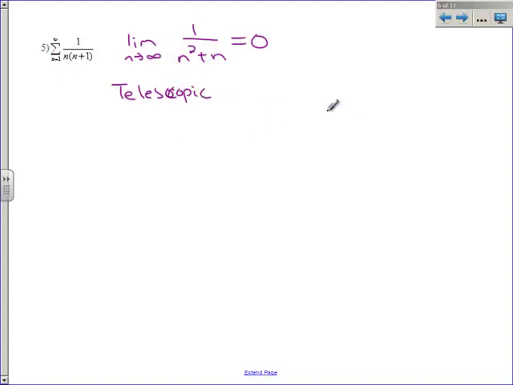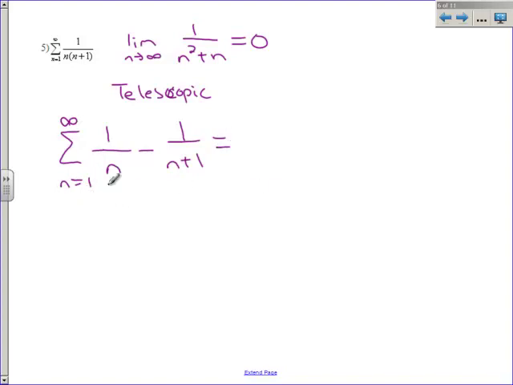This is a telescopic series. It's like a telescope, and I'm going to show you why it's like a telescope. If we use partial fractions, we can separate this into 1 over n minus 1 over n plus 1. You can check that with partial fractions, and so I've got this summation from 1 to infinity. Let's take a look at this expanded form and see what happens.